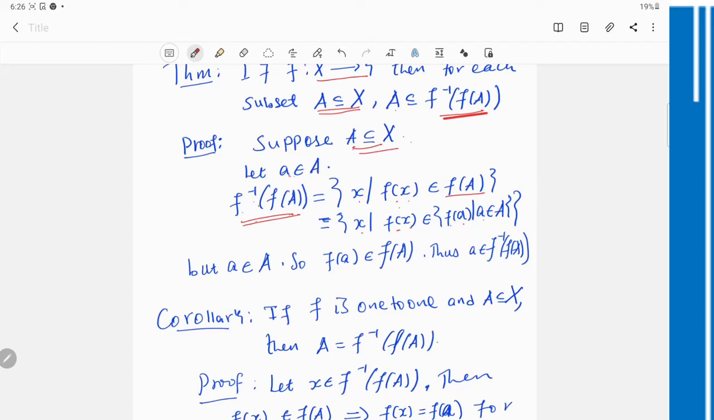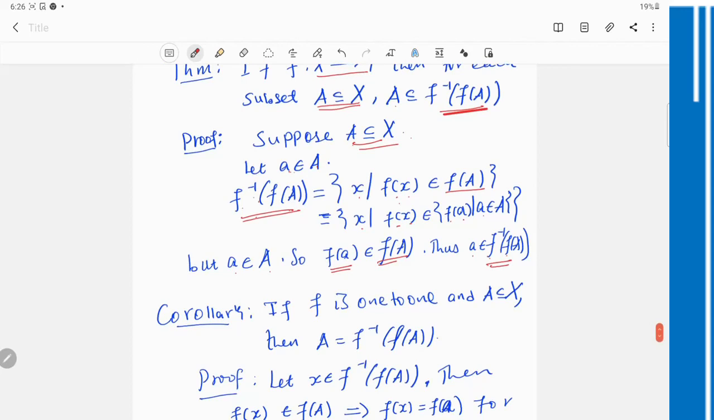So since a is in A, now we have what? f of a is in f of capital A. So therefore, a is a member of f inverse of f of capital A. So we are done.